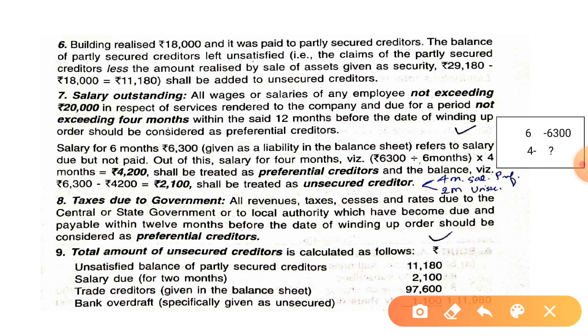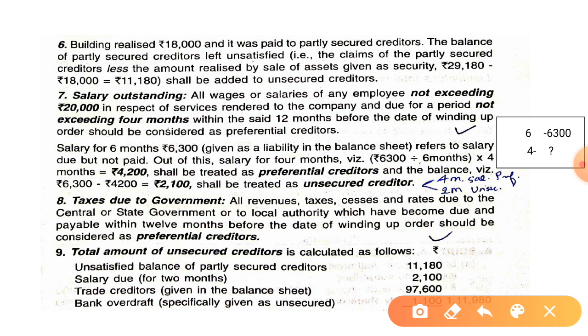Then they said building realized rupees 18,000 and it was paid to partly secured creditors. Okay, partly secured creditors we have given. So one thing we should remember, when secured creditors are not getting the full amount from the asset, the balance amount is considered as unsecured creditors and that will be added to unsecured creditors. Okay, the balance of partly paid creditors left unsatisfied, that is the claims of partly secured creditors less the amount realized by the sale of assets given as a security.